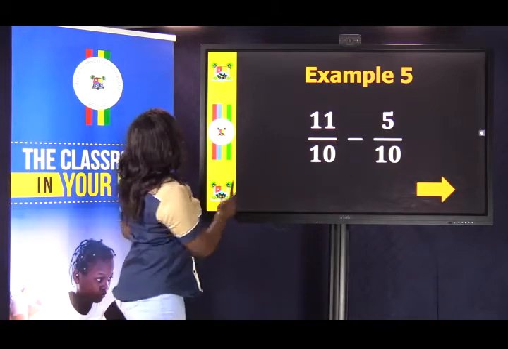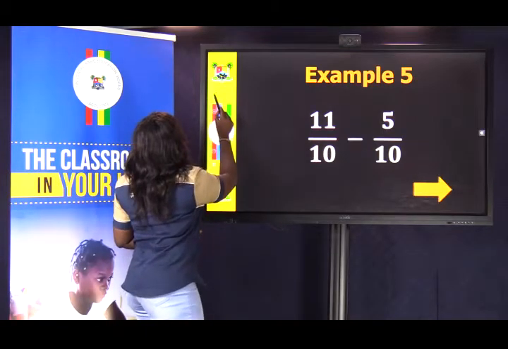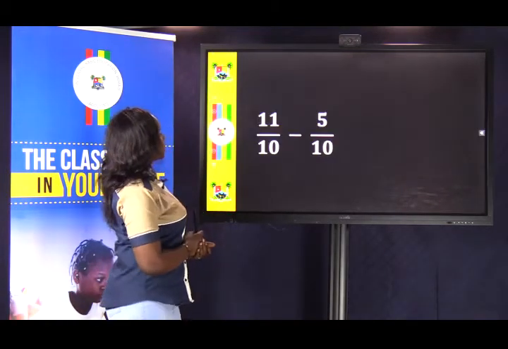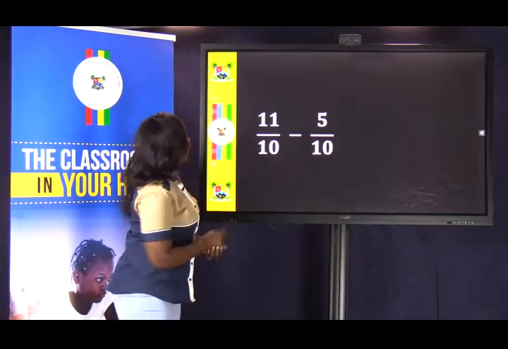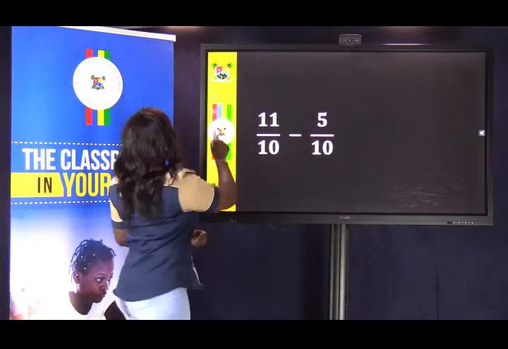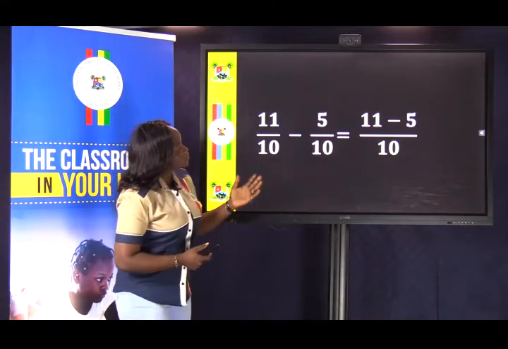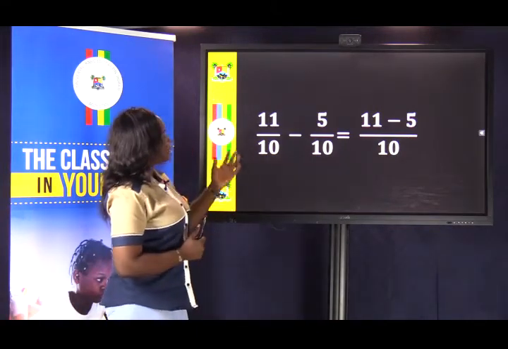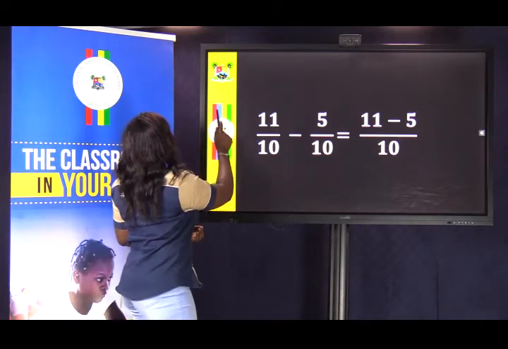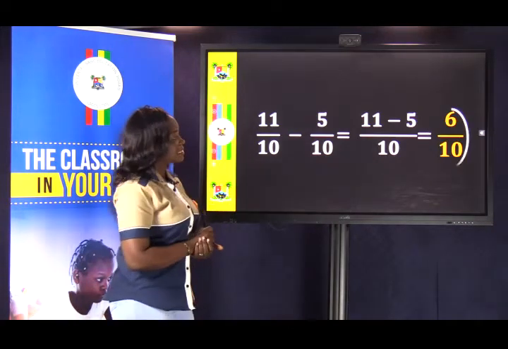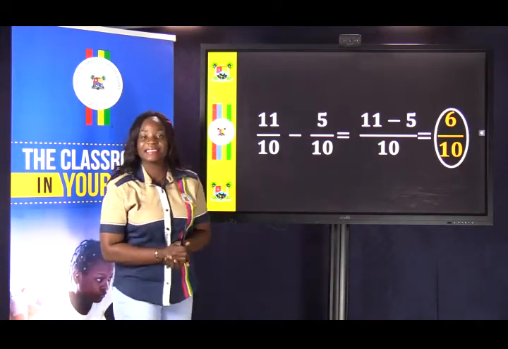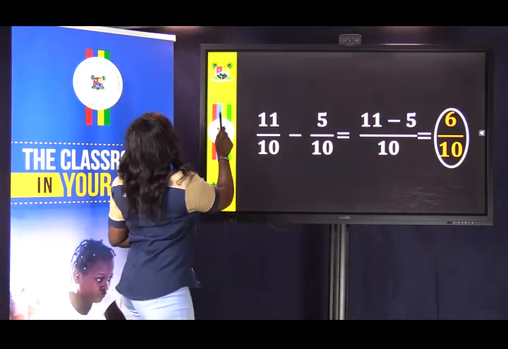11/10 minus 5/10. What do we do? You draw your dividing line. You pick one of the common denominators, that is 10. Then you subtract your numerators. 11 minus 5 is 6. So we have 6 over 10.